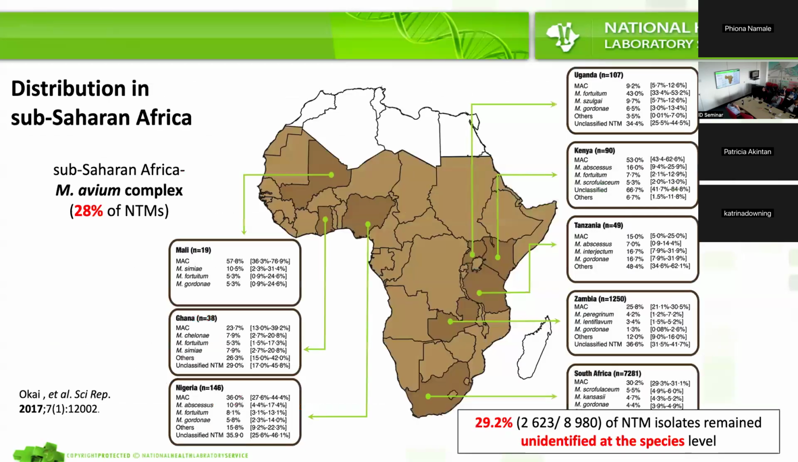Looking at the relevance to sub-Saharan Africa, there's not a lot of data out on our NTM situation, specifically in South Africa and sub-Saharan Africa. This article is a little bit old, 2017, with nothing newer in our region, but it also shows 30% belonging to the avian complex, so avium and intracellulare, and still a large proportion, almost 20%, sent out as unidentified to the species level.